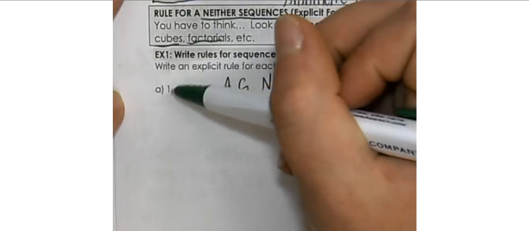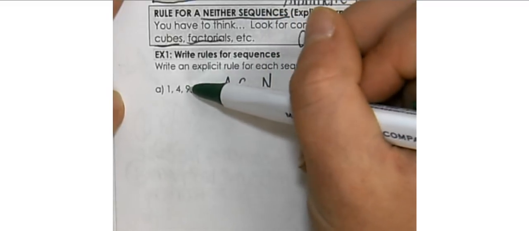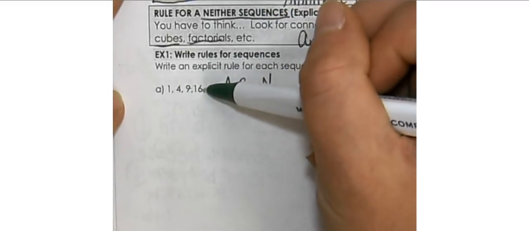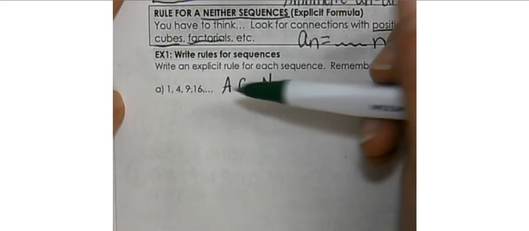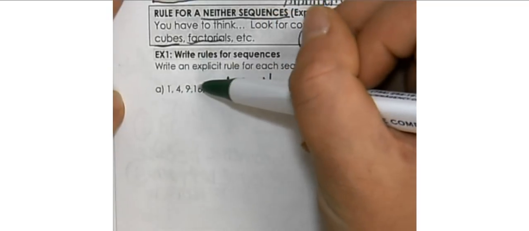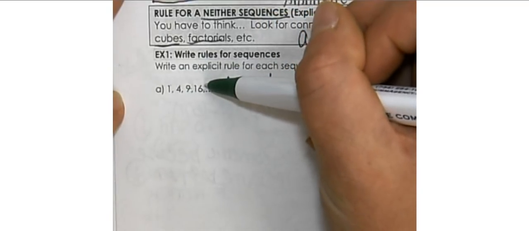So going from 1 to 4 and 4 to 9 and 9 to 16, I'm not adding the same number each time. I'm not subtracting the same number. It looks like I'm not multiplying. But what I do see is that 1, 4, 9, and 16 are perfect square numbers. So I'm going to put just above each of these values the position number. So I have 1, 2, 3, and 4.